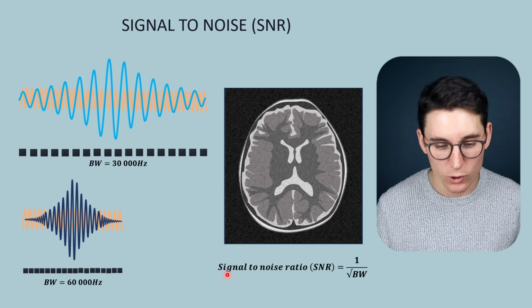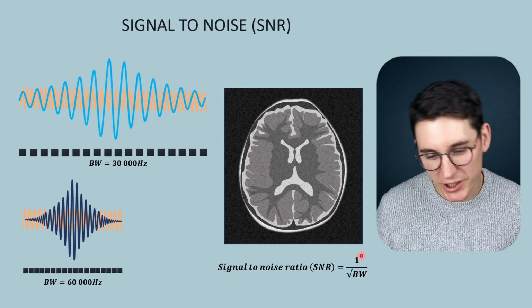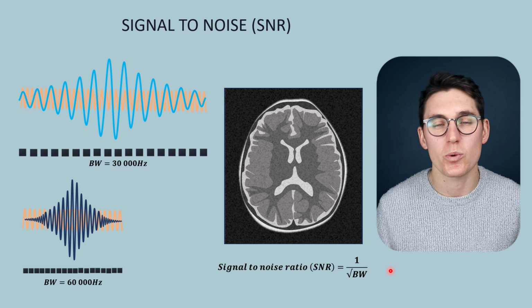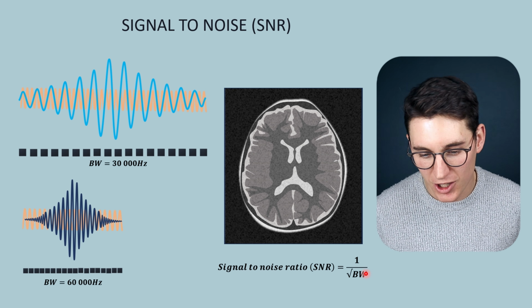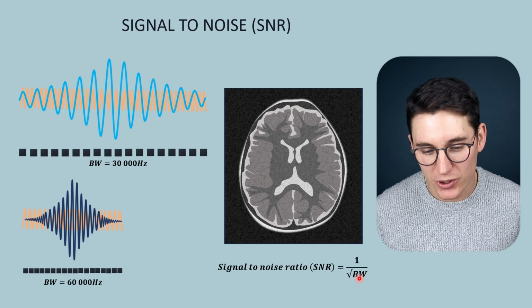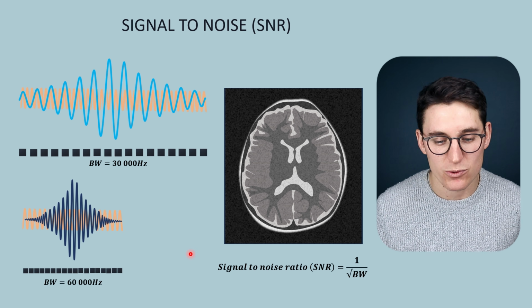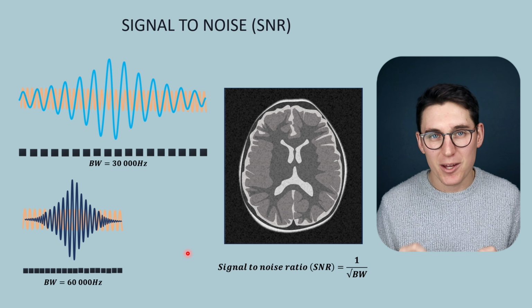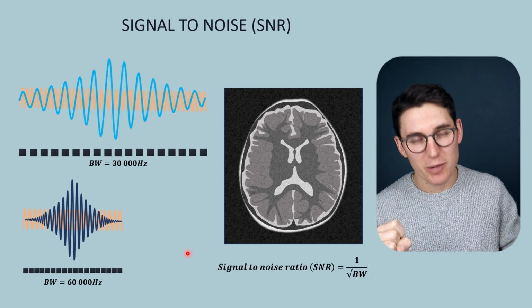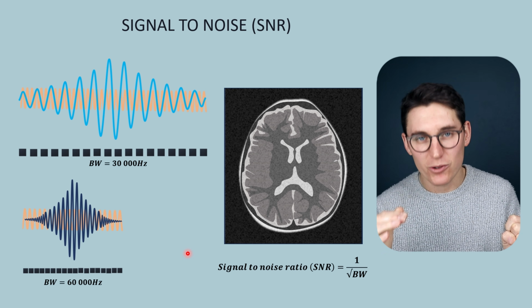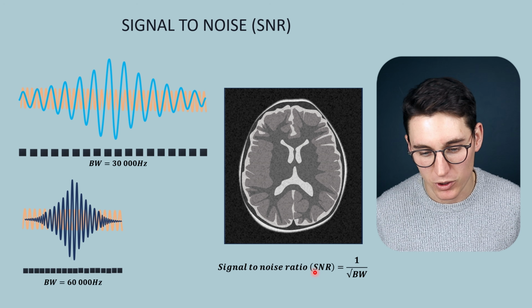Well, we can use this formula here. Our signal-to-noise ratio equals 1 over the square root of the bandwidth. So as bandwidth increases, our signal-to-noise ratio will decrease. The amount of signal that we have relative to the amount of noise we have will decrease. Our image quality will get a little bit worse.